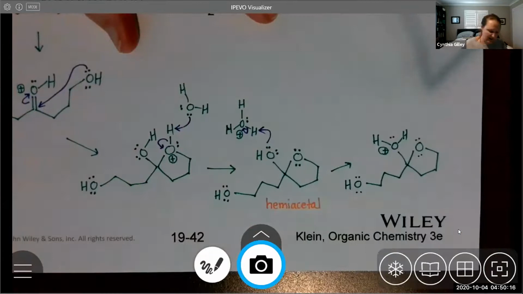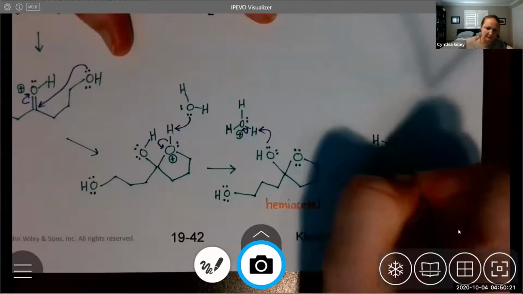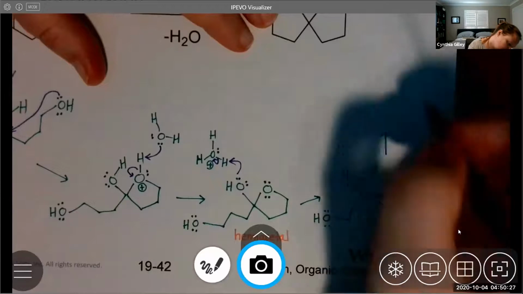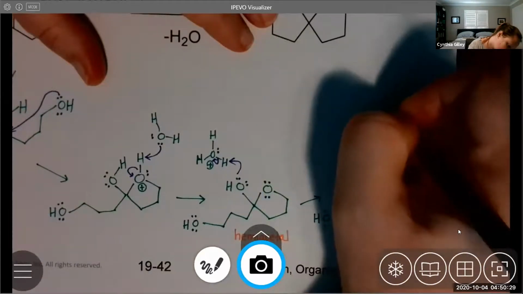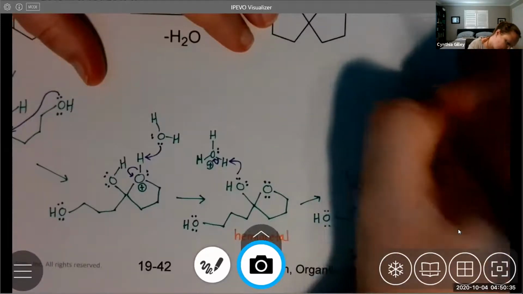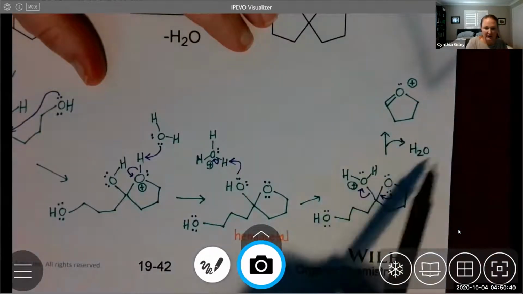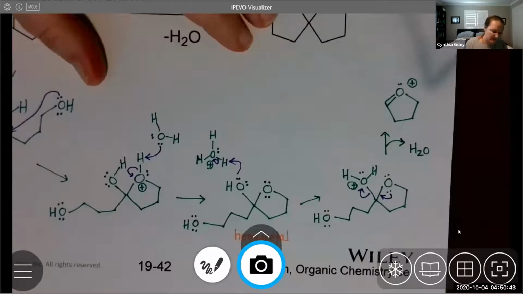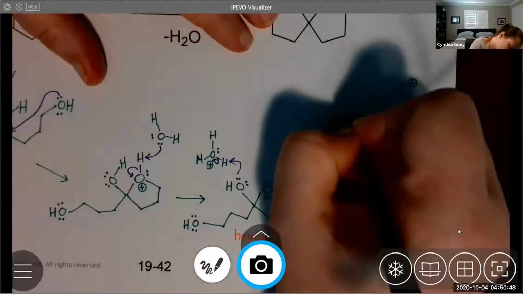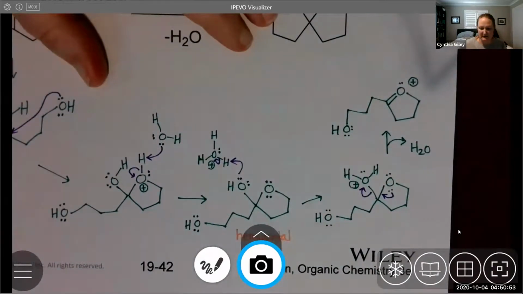Okay, that gets me there. Now I can kick it out. I'm going to use one of these lone pairs to help me push it off. Right now I have finally lost my water molecule. Right, so I've produced the water molecule that I know I need to produce in this reaction. Okay, that gets me to this intermediate.